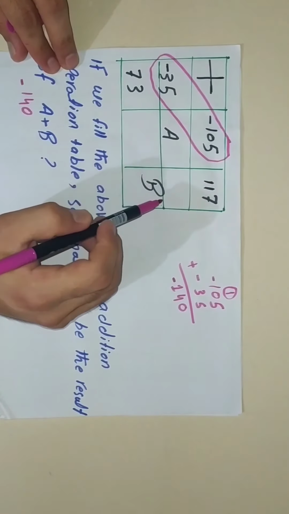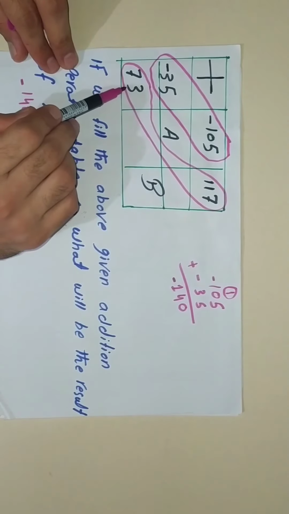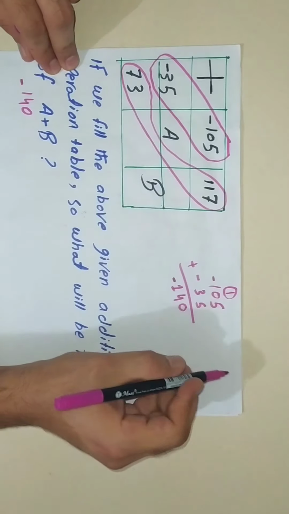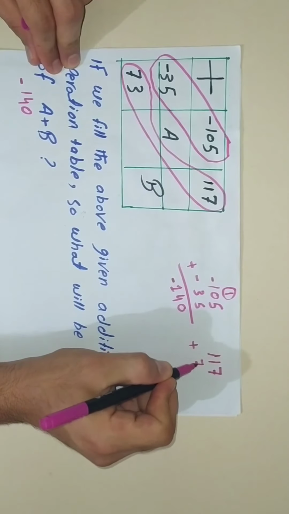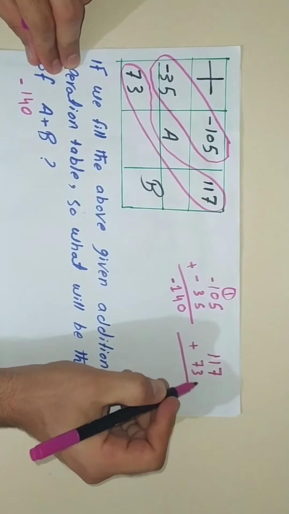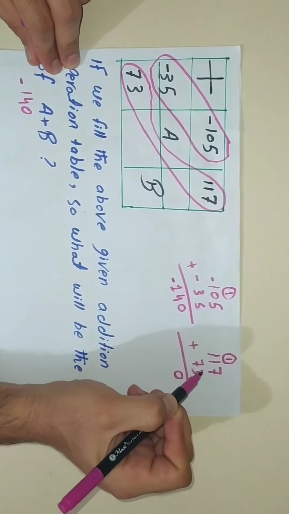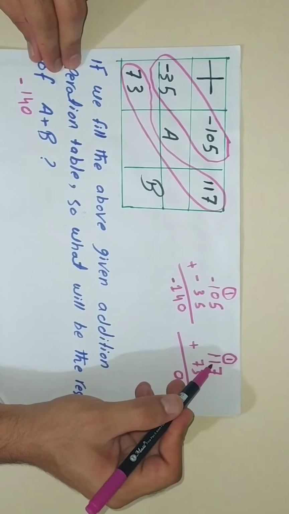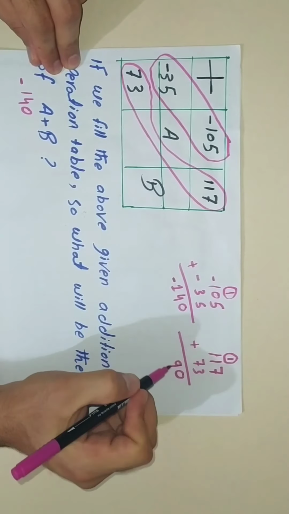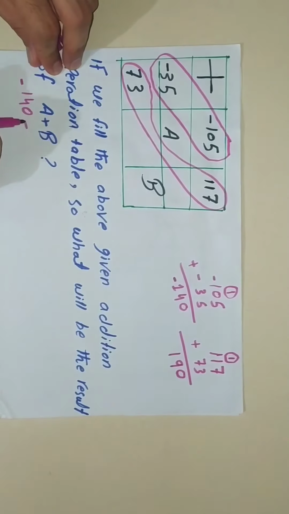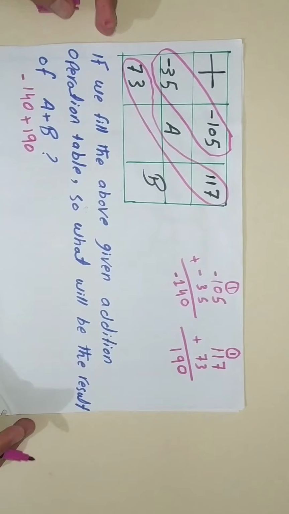Now I will find the value of B. The value of B I have to find from here. 73 plus 117, it is plus 107. First I have to add these 2 numbers, 117 plus 73. 3 plus 7, 10. I will write 0 here, and 1 I will add in the other number. So 7 plus 1 is equal to 8, plus 1, it will give you 9. And 1 is remaining here, so the value of B is 190.